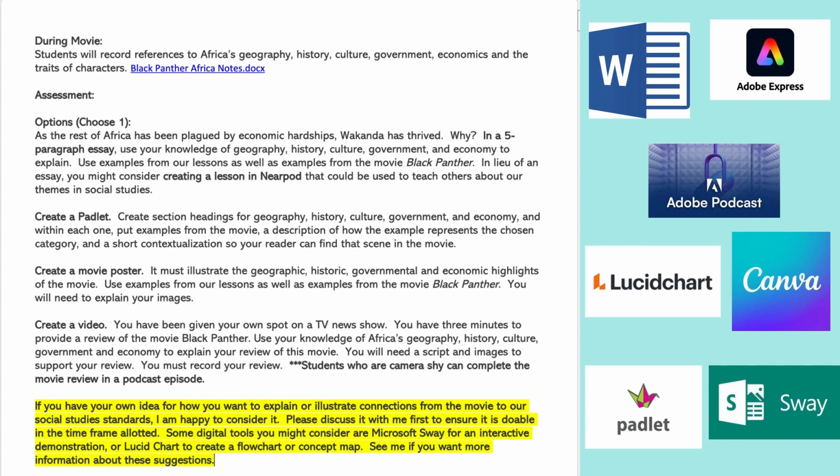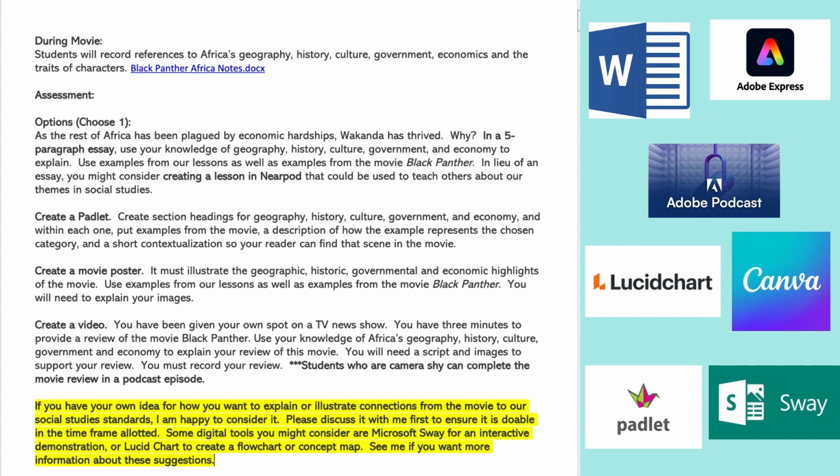They can use Canva or Adobe Express to create a movie poster which illustrates the examples of our social studies themes within the movie. They could also use Canvas or Adobe Express or ScreenPal or Flip or TikTok and many others to create a video in which they review the movie with illustrations and explanations of how the movie relates to our content. Camera shy students can make a podcast episode.